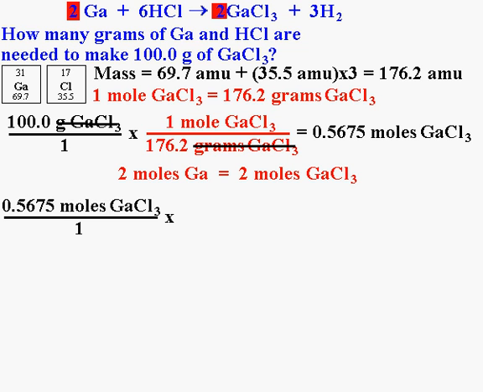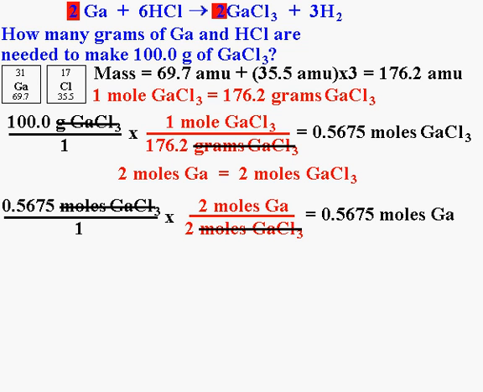So I take the number I've got, 0.5675 moles of GaCl3, put it over 1, multiply by the conversion relationship. I need moles of GaCl3 to cancel, so that goes on the bottom. When I multiply these fractions then, moles of GaCl3 cancel, leaving moles of Ga. So when I multiply through, I get 0.5675 moles of Ga. Now understand what I've learned here. I've learned that if I want to make 0.5675 moles of GaCl3, which is 100 grams, I need to start with 0.5675 moles of Ga. Now that's nice to know, but it's not the answer.